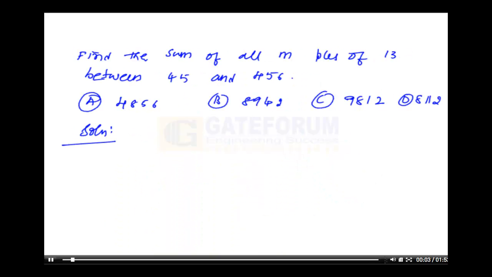All multiples of 13 between 45 and 456. So we have to find the sum of all multiples of 13 between 45 and 456. Now, after 45, the next multiple of 13 is nothing but 52. Next 65, next 78 and so on.